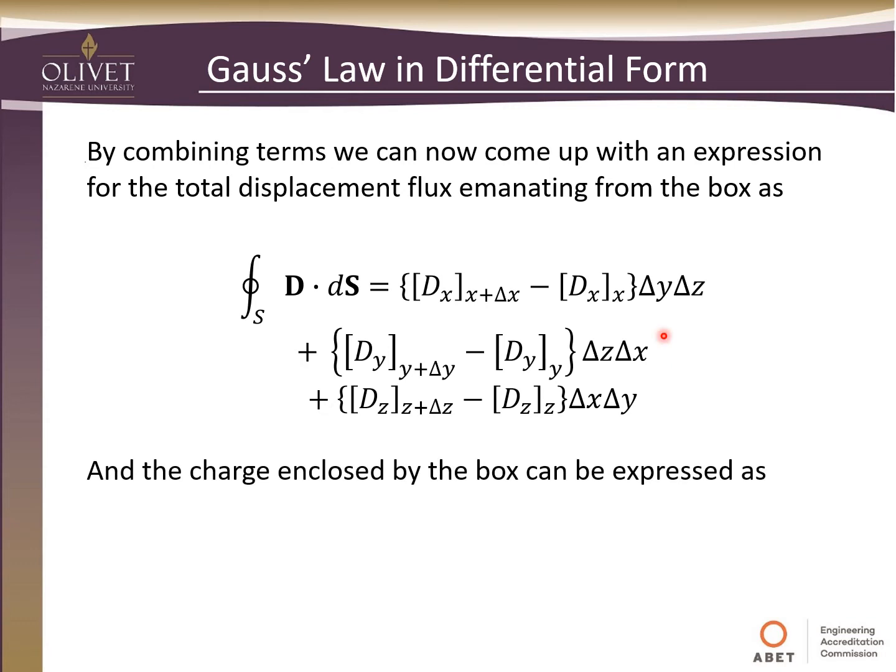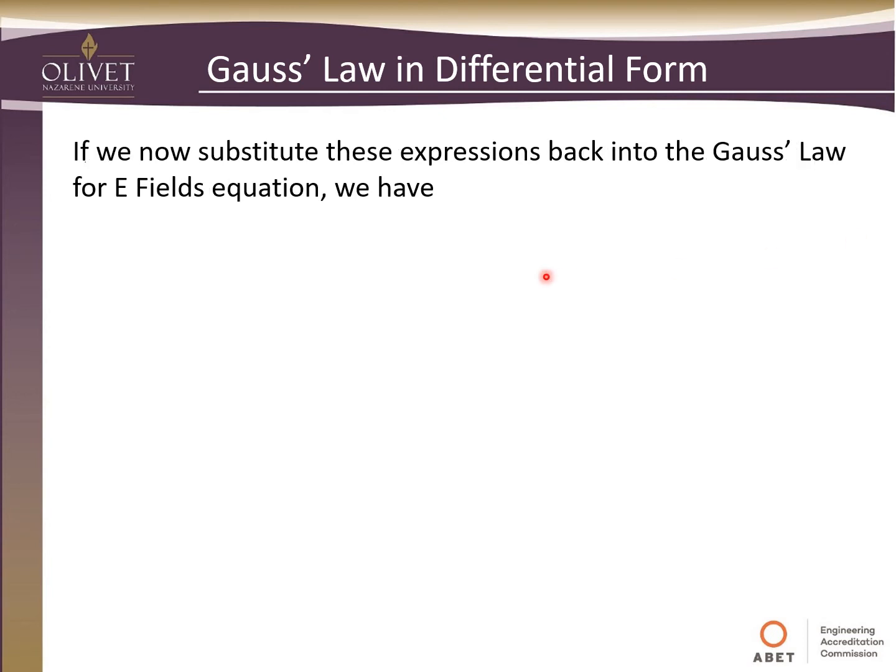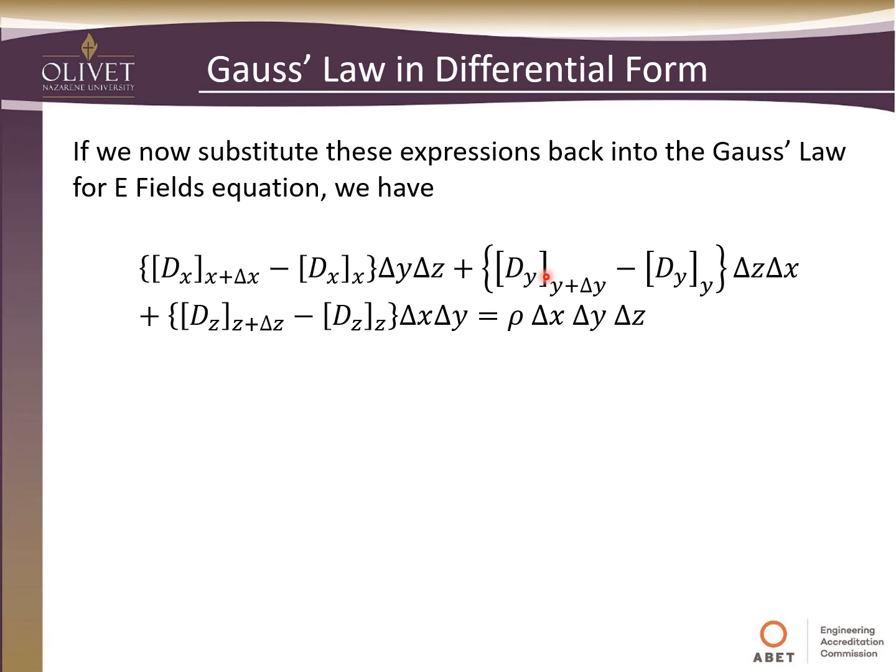Likewise, we can formulate an expression for the charge enclosed by this volume. It's simply going to be this expression we had for the charge density dotted with the volume. So it's just delta x, delta y, delta z, the length of all three sides. And of course, that just gives us rho times delta x, delta y, delta z. So we can take these two expressions for the left and the right hand side of Gauss's law for E fields, and when we do, we come up with this equation.